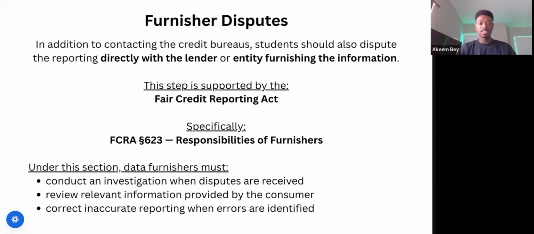I wish we could just pull your credit report, and if you see any inaccuracies, you could just sue the credit bureaus, but you have to go through these dispute phases. So under this section, data furnishers must conduct an investigation when disputes are received. They have to review any relevant information provided by you, the consumer, and they have to correct inaccurate reporting when any of those errors are identified.